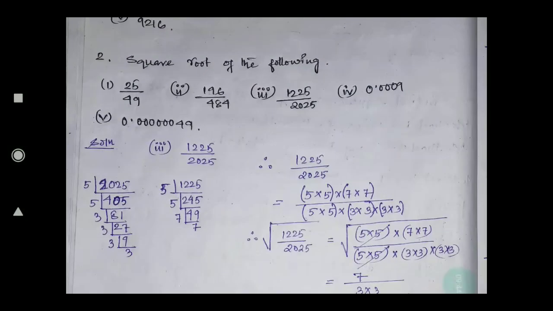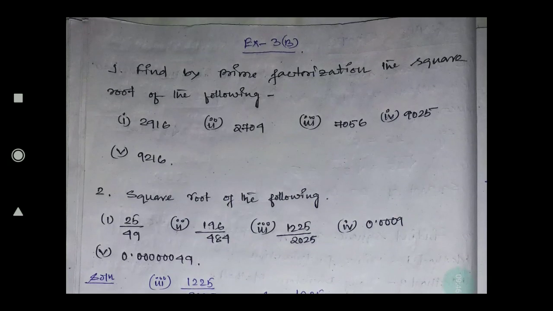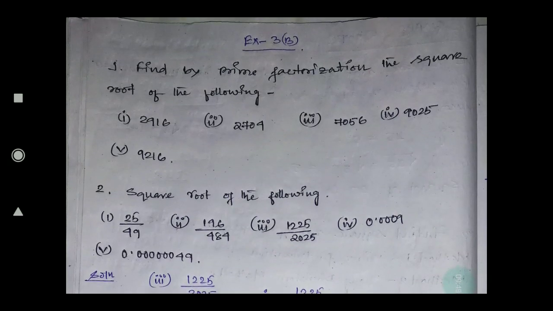Now the exercise. Further we will discuss this, some problems will be there in the exercise. There we will discuss again. Exercise 3b. Find by prime factorization the square root of the following. You have to find it by prime factorization.